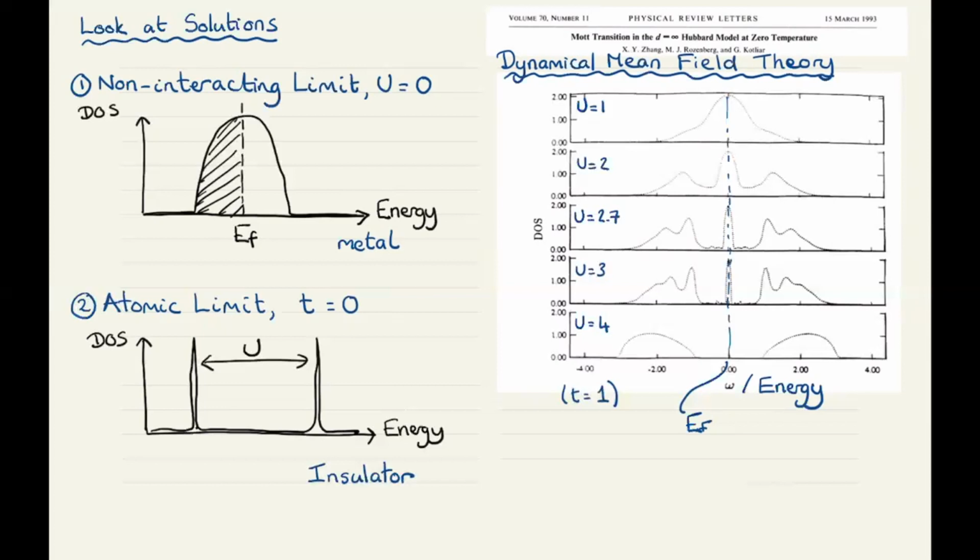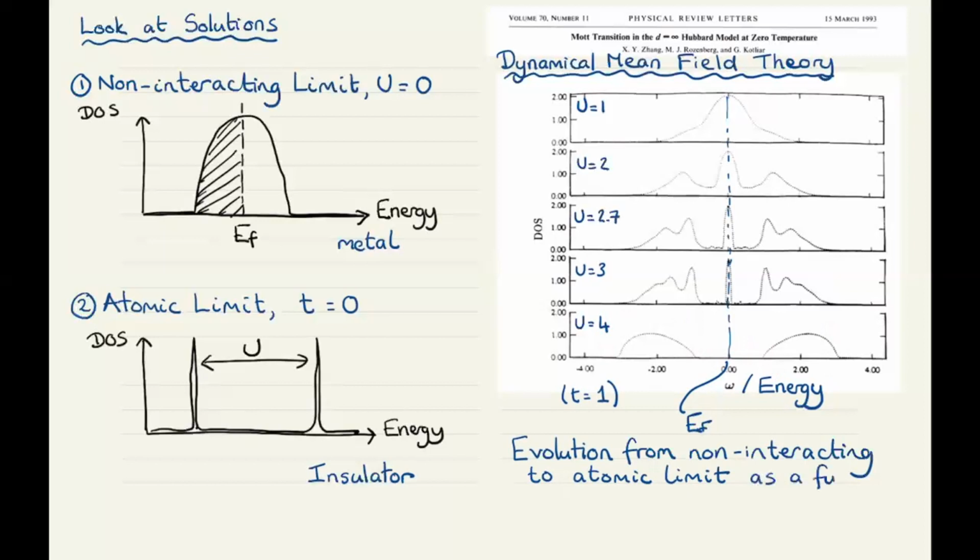And here we see a gradual evolution from a density of states that looks very like the non-interacting limit at small U, to the atomic limit with two separate peaks separated by a gap, as a function of the ratio of the Coulomb repulsion to the bandwidth.